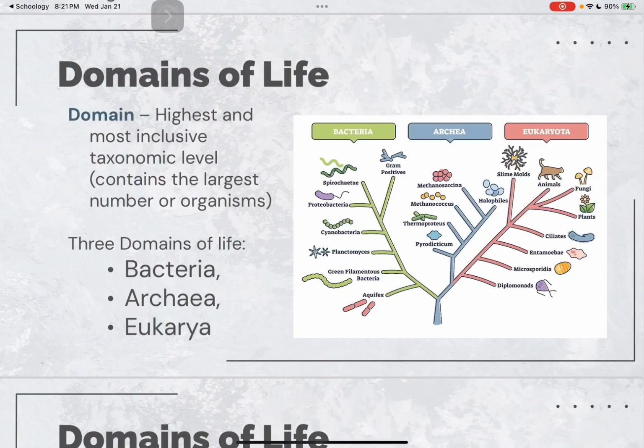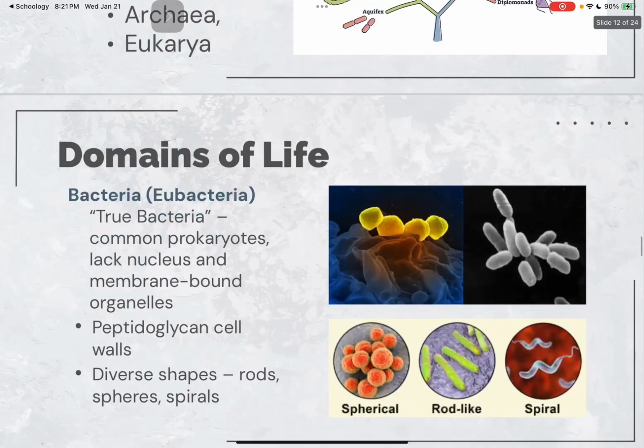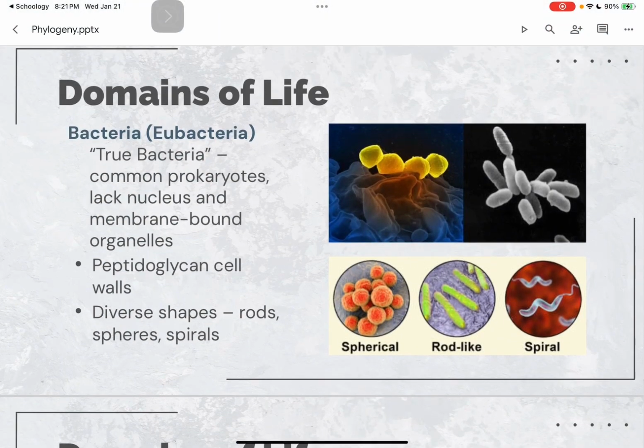Take a look at the image to the right, and you're going to see some things that look pretty common. You've seen them before. I hope you have. So bacteria, what is bacteria? It can also be called eubacteria, but it's most commonly called bacteria or true bacteria. So these are common prokaryotes. They lack a nucleus and membrane-bound organelles. They don't have membrane-bound organelles.